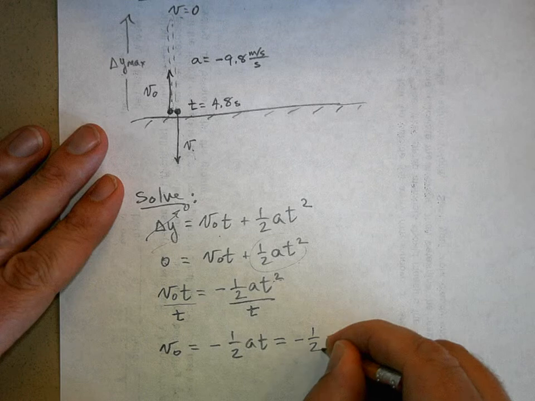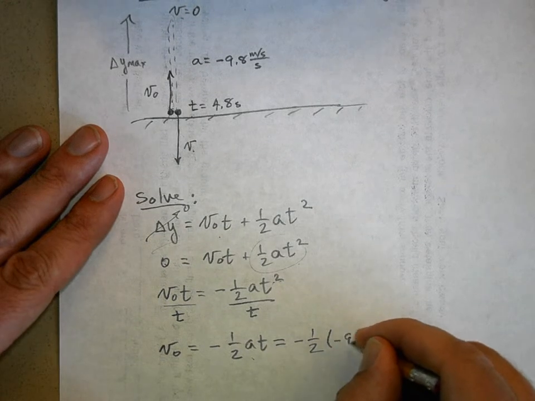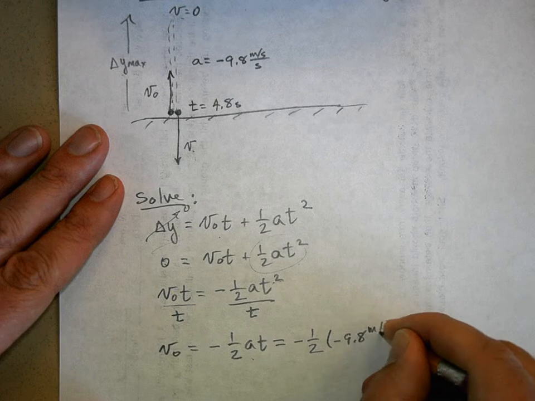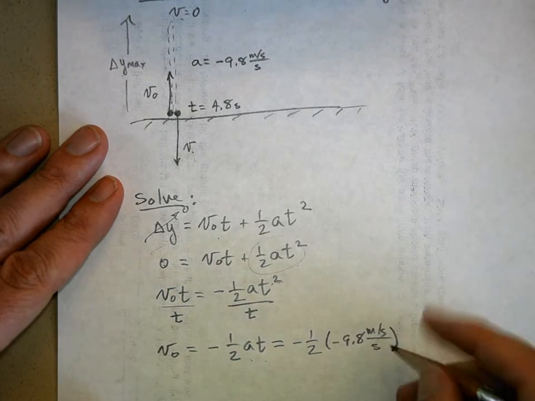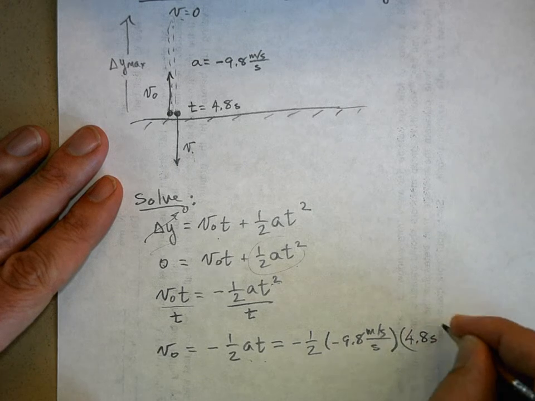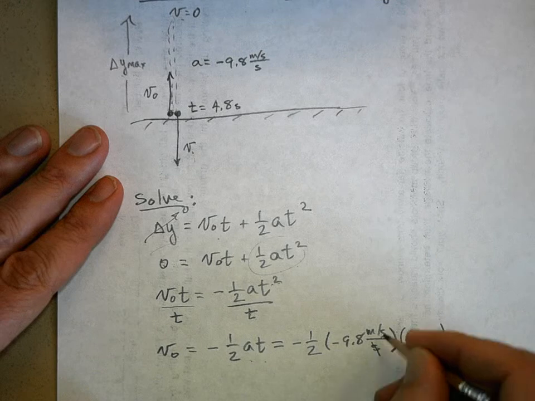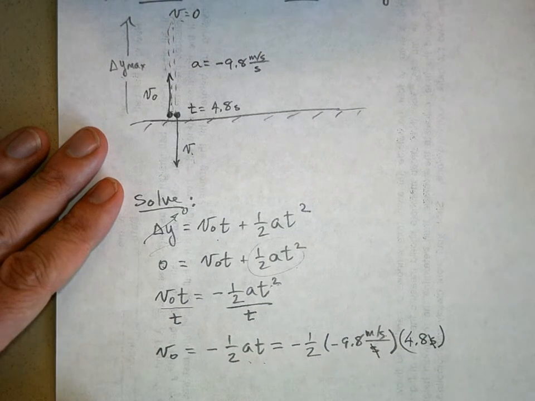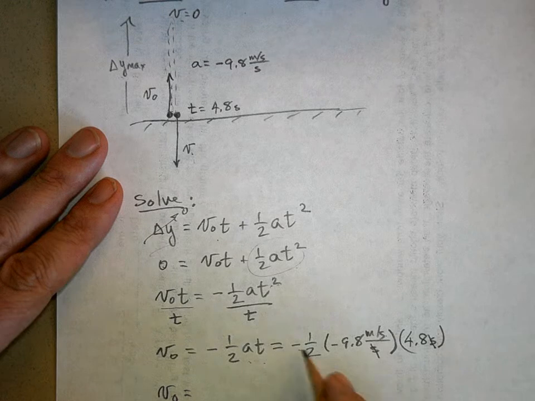Negative 1/2, well, what is the acceleration? Negative 9.8 meters per second every second. And then times time, how much total time? 4.8 seconds. Notice that the seconds cancel the seconds here, leaving meters per second. That's good. The negative cancels the negative.